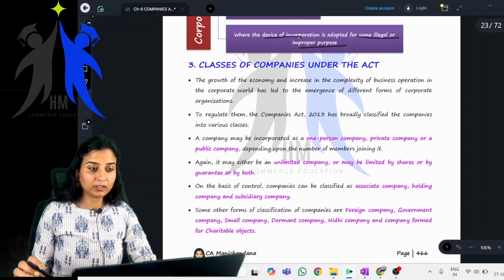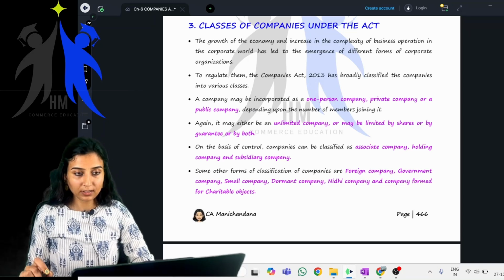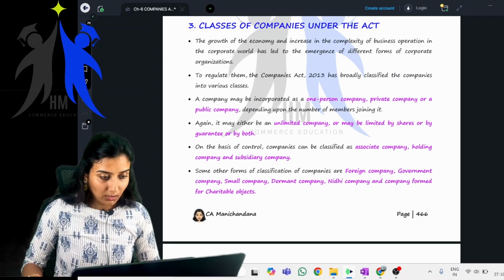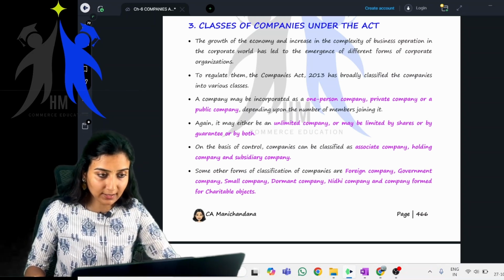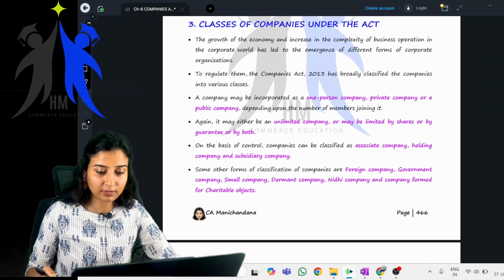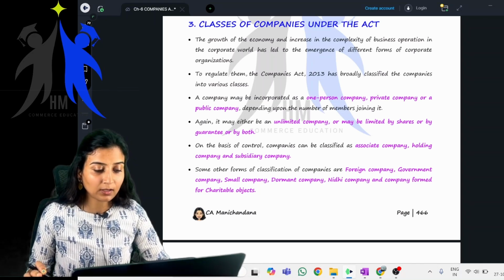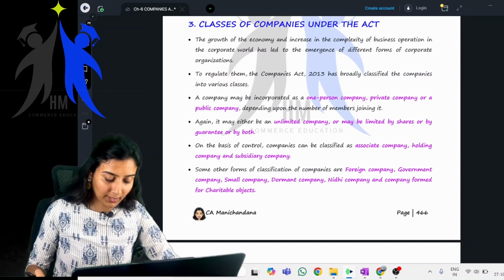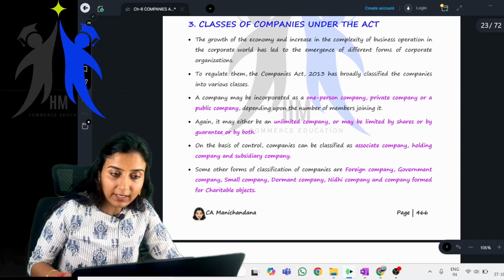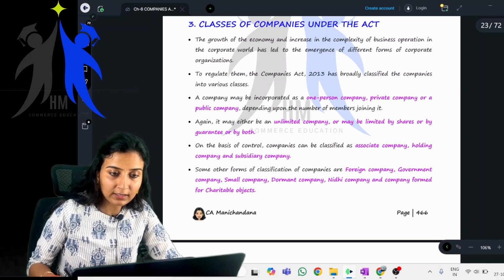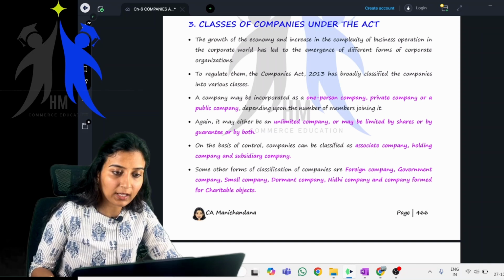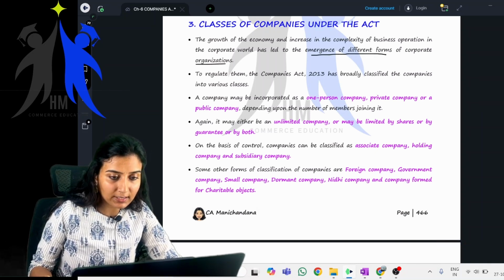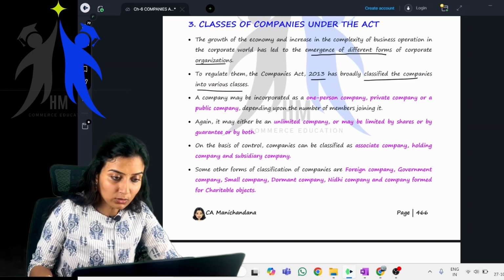Let's continue. We have to start with the classes of companies under the Act. Okay, come to page 466. For the students who have purchased my material, please come to page 466. The growth of the economy and increase in the complexity of business operation in the corporate world has led to emergence of different forms of corporate organization. To regulate them, the Companies Act 2013 has broadly classified the companies into various classes.